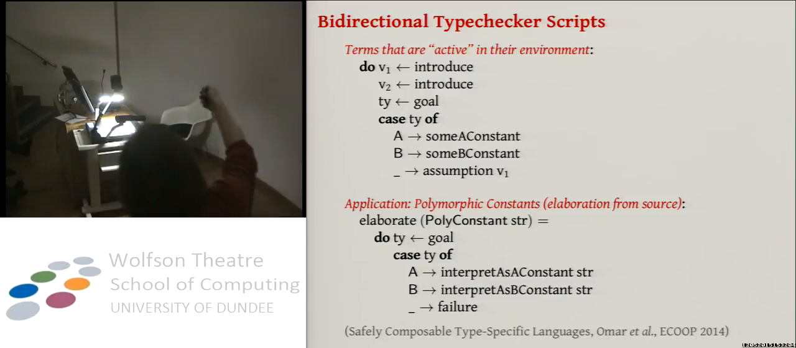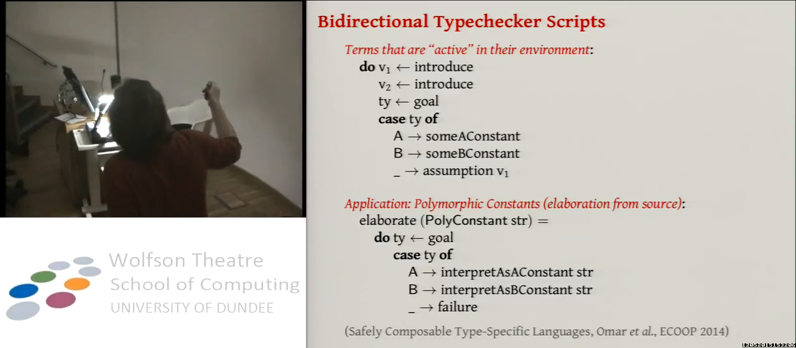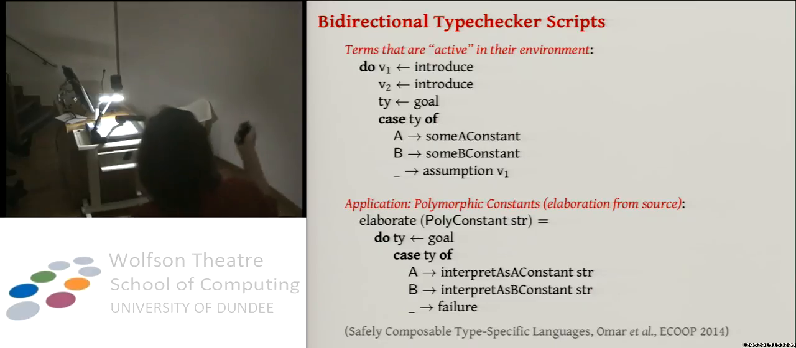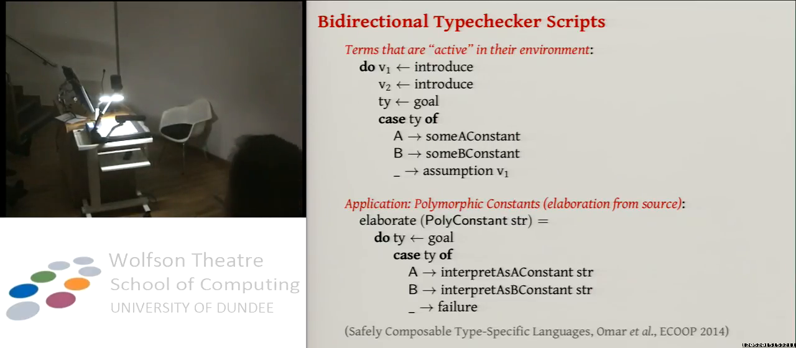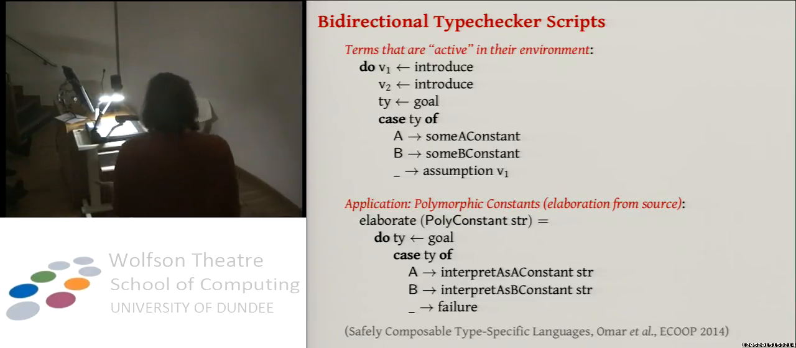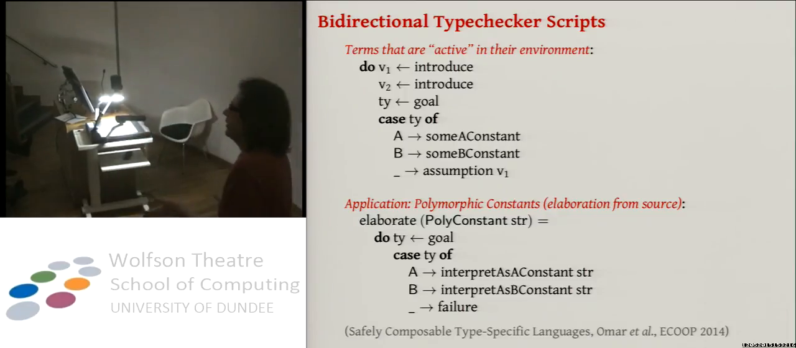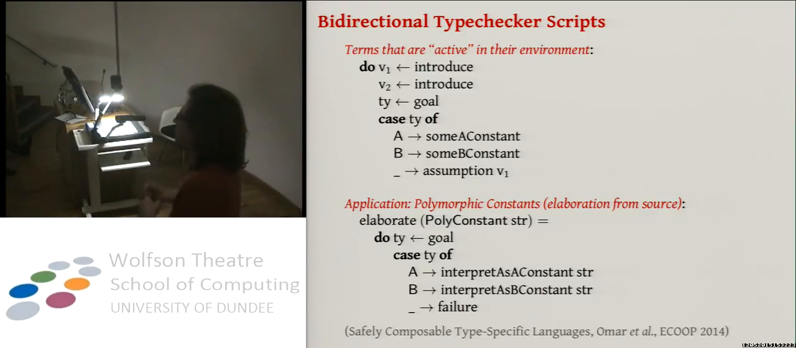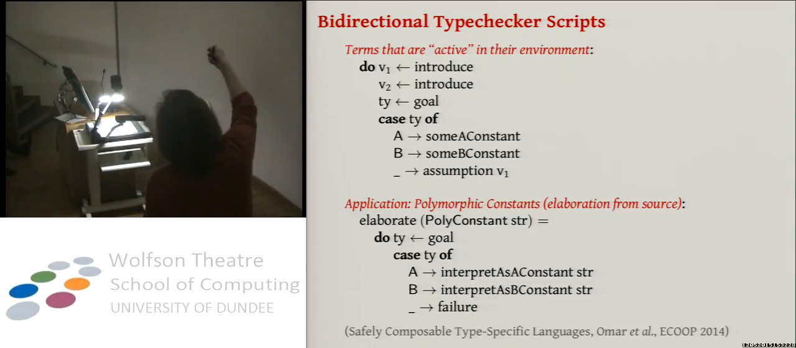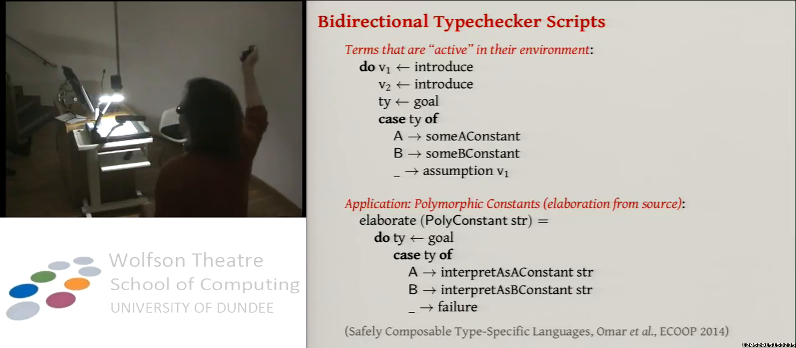This was introduced in the context of object-oriented programming by this paper by Omar et al. at ECOOP last year, where they were interested in having syntax for literals, where the interpretation of that literal, let's say a piece of HTML or a piece of SQL, depends on what type of program the rest of the program demands it to be at that point. So we can mention some elaboration function which takes some polymorphic constant, just a string, we look at the goal, and if the type is A, then we interpret that string as something of type A. If it's B, we interpret that string as something of type B.